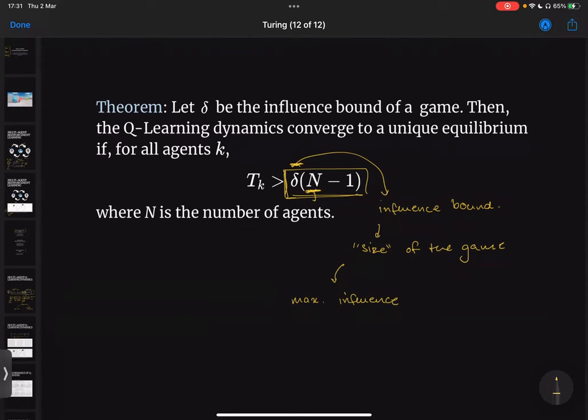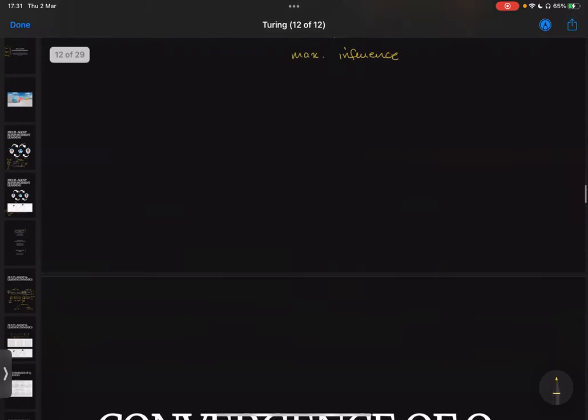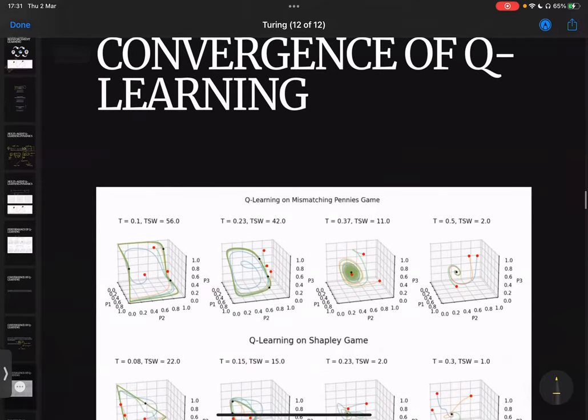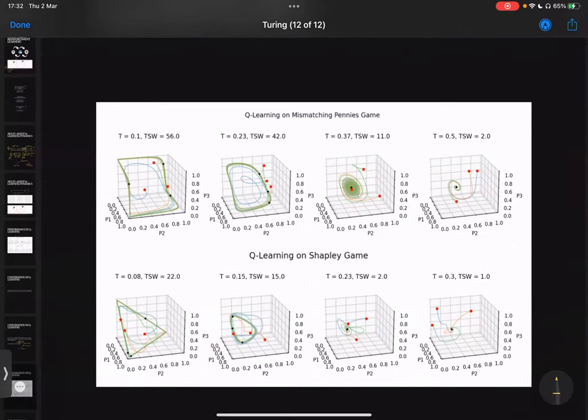Okay, so now, where are we? We've understood that to some degree, we can take a non-convergent system, a non-equilibrating Q-learning dynamic, and set the exploration rate high enough so that the agents converge to an equilibrium. I just want to linger on that point for two minutes and consider it from a more intuitive perspective. I mentioned before that there are two interpretations of T, the exploration rate and the bounded rationality.